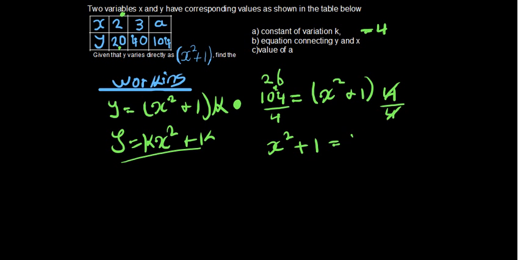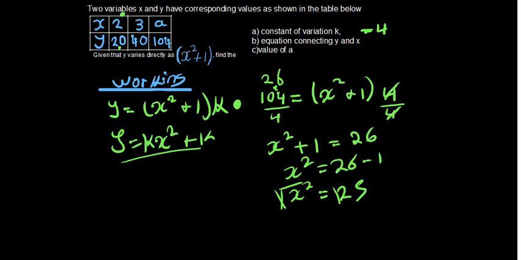So what we have this side is what? 26. So now we can take this one to the other side. What you're going to have is x squared is equal to what? 26 minus 5. That would be what? x squared is equal to 25. 25 right there. Then you find the square root of that, meaning our x will be equal to what?